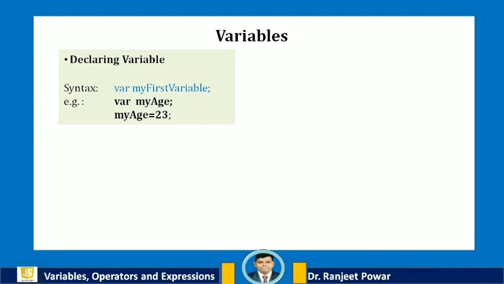Variable names must follow certain rules. Variable names are case sensitive. A variable name can consist of any letter, digit, dollar sign, and underscore, but it cannot begin with a digit. Variable names cannot be keywords or reserved words. A variable name can't contain any spaces.